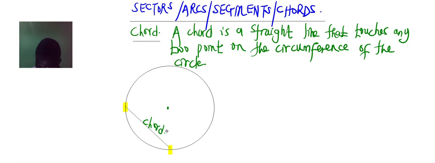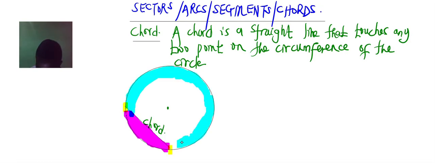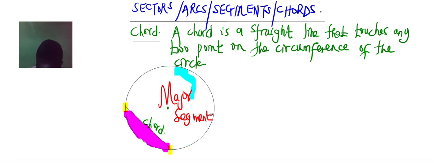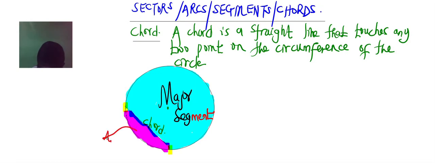Now that means that the chord can divide the circle into 2 parts. We have the smaller part and a bigger part. So the smaller part is minor while the bigger part is major. So fundamentally we can say the chord divides the circle into a major segment and a minor segment. So the smaller part is called the minor segment.